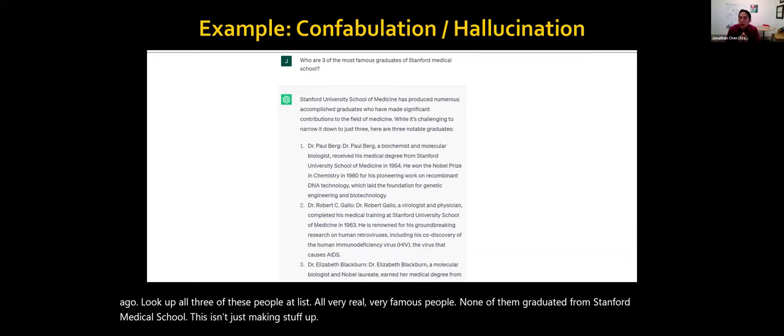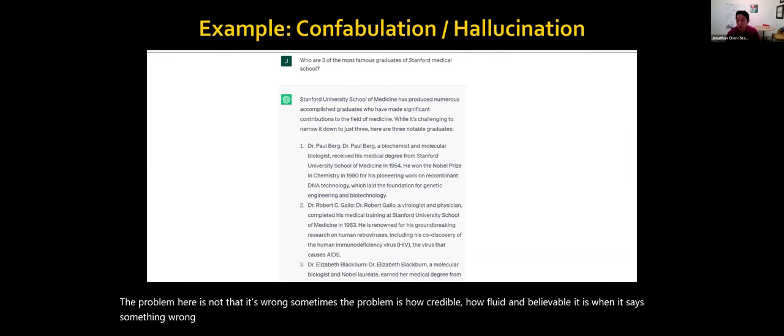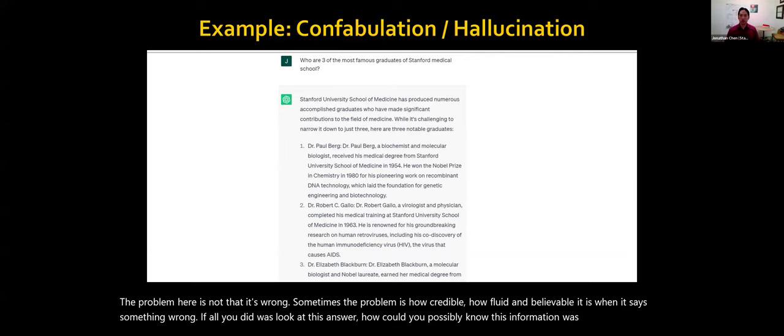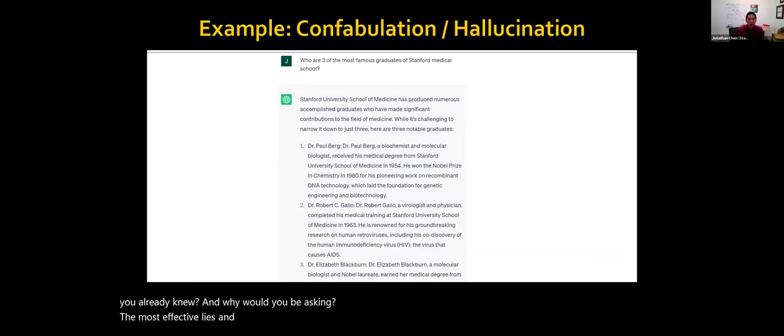The problem here is not that it's wrong sometimes. The problem is how credible, how fluent and believable it is when it says something wrong. If all you did was look at this answer, how could you possibly know this information was incorrect unless you already knew? And why would you be asking? The most effective lies and misinformation are those that can hide eloquently alongside the truth.